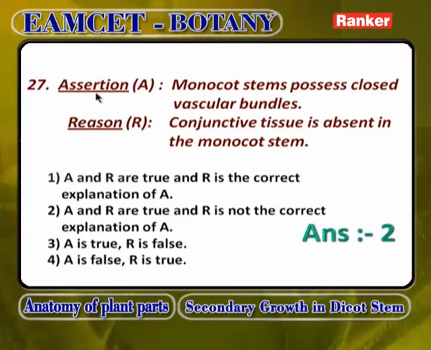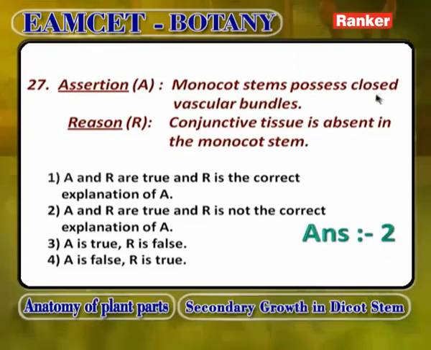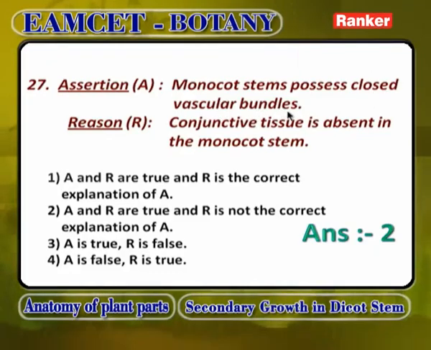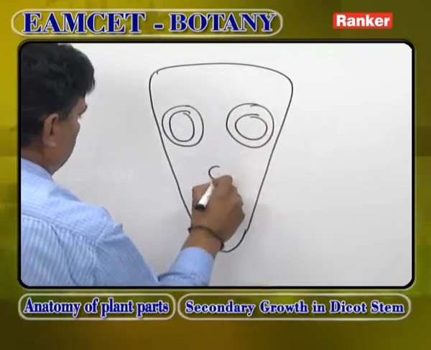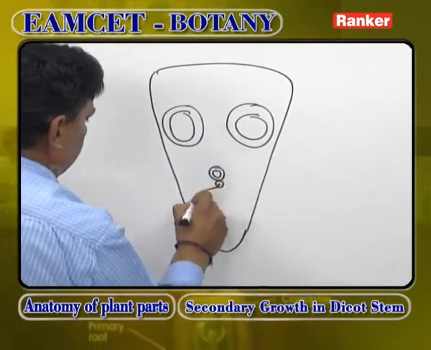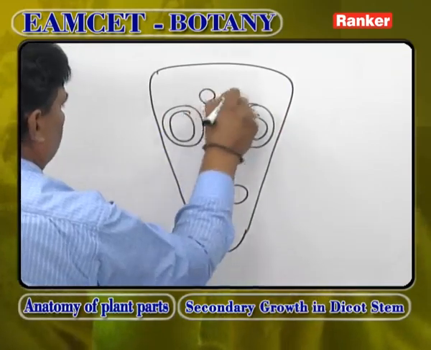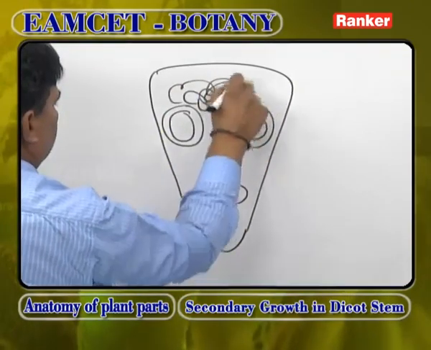This is an assertion reasoning question. Monocot stem possesses closed vascular bundle. What is a closed vascular bundle? Cambium is absent in between xylem and phloem. So every vascular bundle of monocot stem resembles like this: oval, conjoint, collateral, closed. They show two large metaxylem vessels. They show two small protoxylem vessels and a big protoxylem lacuna. Towards the metaxylem vessels you will find phloem.